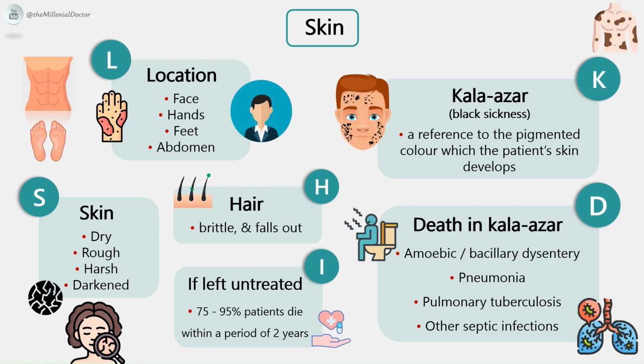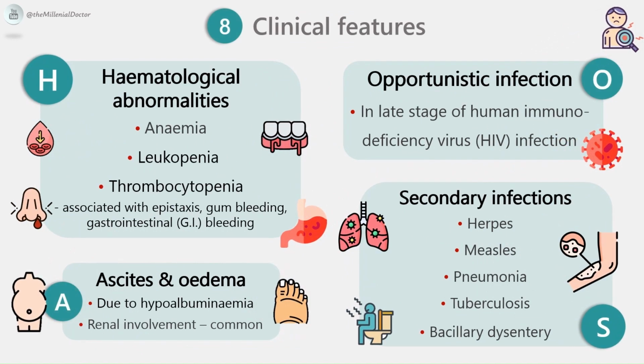If this is left untreated, 75 to 95% of patients die within a period of 2 years. Death in Kala Azar is always due to some complications like amoebic or bacillary dysentery, pneumonia, pulmonary tuberculosis and other septic infections. Next, hematological abnormalities.